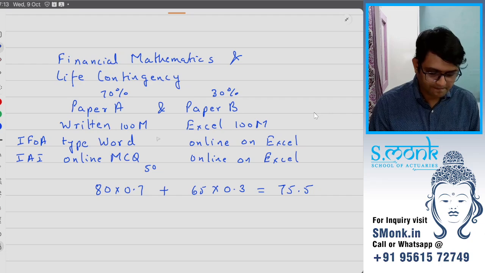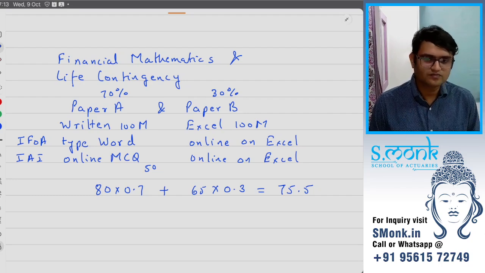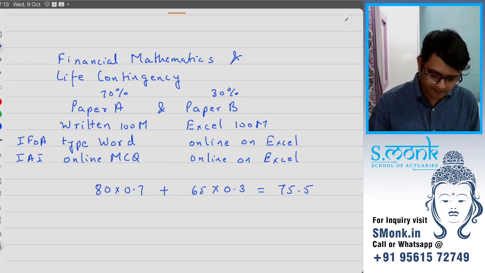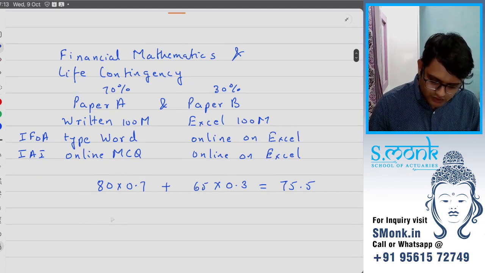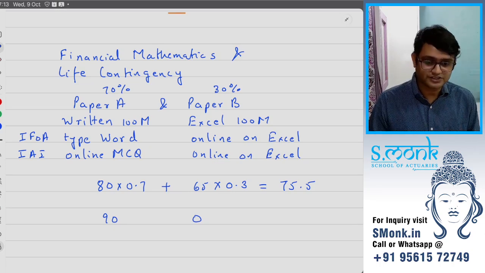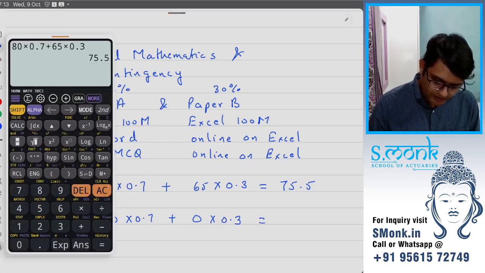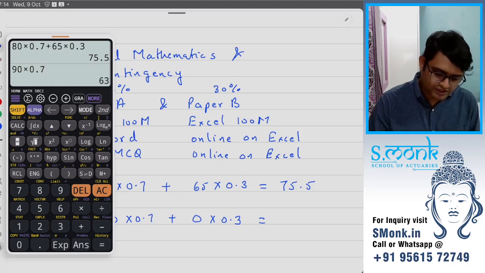Sir, if we attain more than 50 marks in the first paper A, that is written MCQ, and by chance we fail in paper B. So overall, let's say you scored 90 marks in paper A and 0 marks in paper B. You have to attempt the paper. If you don't attempt the paper, then you will be marked as absent. But let's say you attained 0 marks in paper B. So 70% of this plus 0, 30%. This is how you will be marked, and it will be 63 and you will pass.